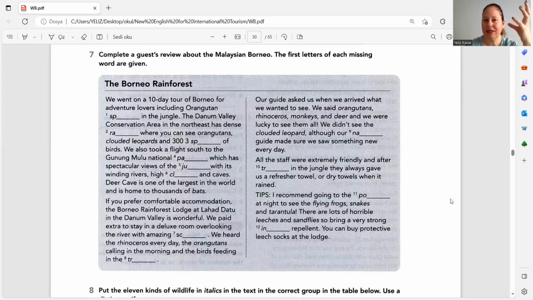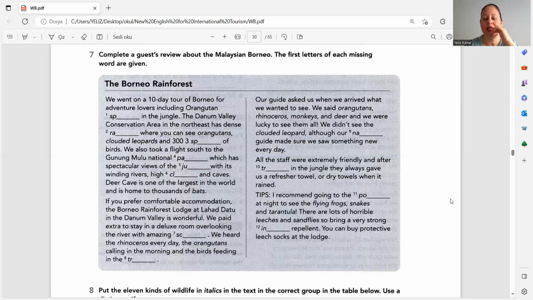Our what guide? Nature, right? Nature guide. Yes, of course. We didn't see the clouded leopard, although our nature guide made sure we saw everything new every day. All the staff were extremely friendly, and after blah blah in the jungle, they always gave us a refresher towel.